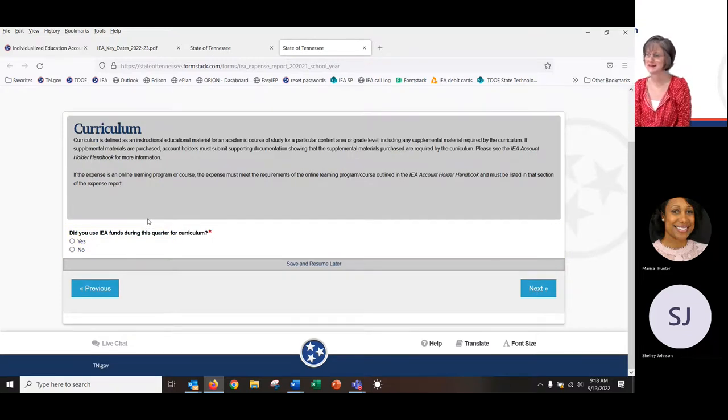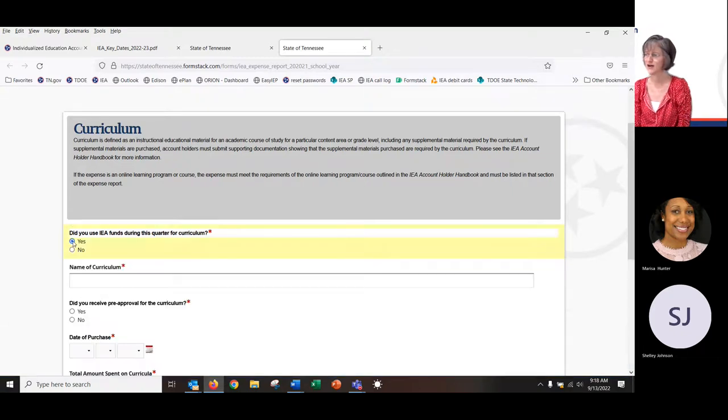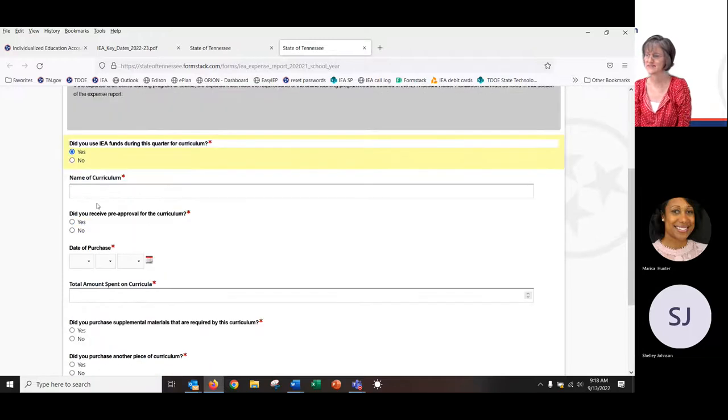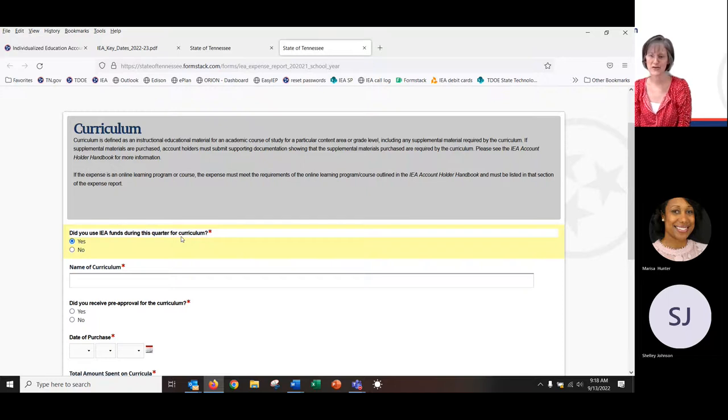Curriculum. Okay. This is one that we have a lot of expenses paid out for curriculum. So let's say that, yes, we spent money for curriculum. So all we have to do is give the name of the curriculum. We're going to say, did we receive pre-approval, yes or no? And I'm going to stop right there and say, this one is a little bit weird about pre-approval, because a long time ago in a galaxy far, far away, you were required to receive pre-approval for curriculum. And now you are not.